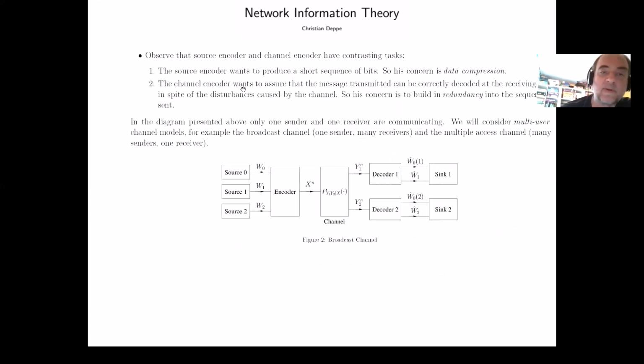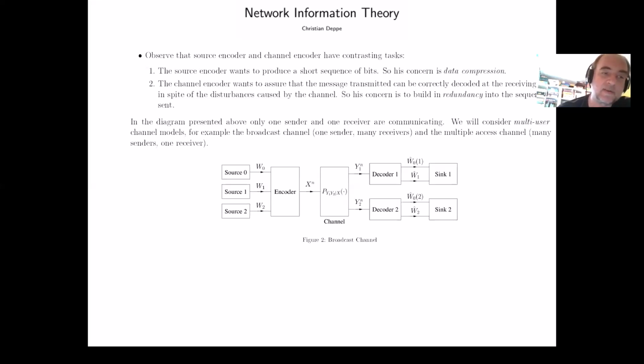And we observe already that we have two different goals. In source coding, the source encoder wants to output a short sequence of bits, so his concern is data compression. The channel encoder wants to assure that the message can be transmitted correctly over the channel. So his concern is to build some redundancy into the sequence. So that's the picture for point-to-point connections.